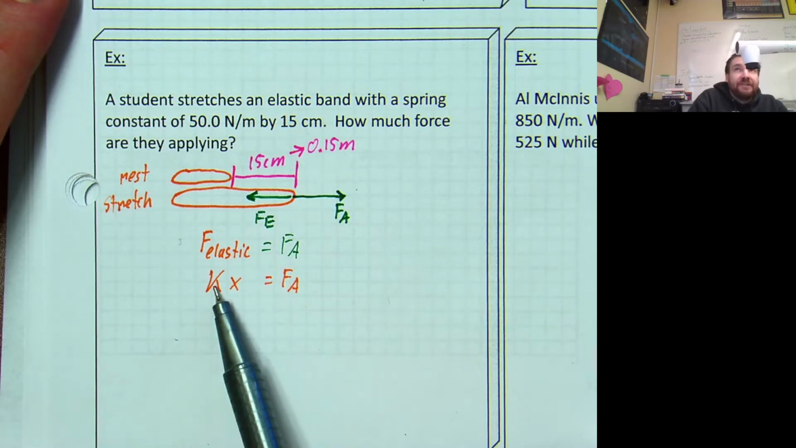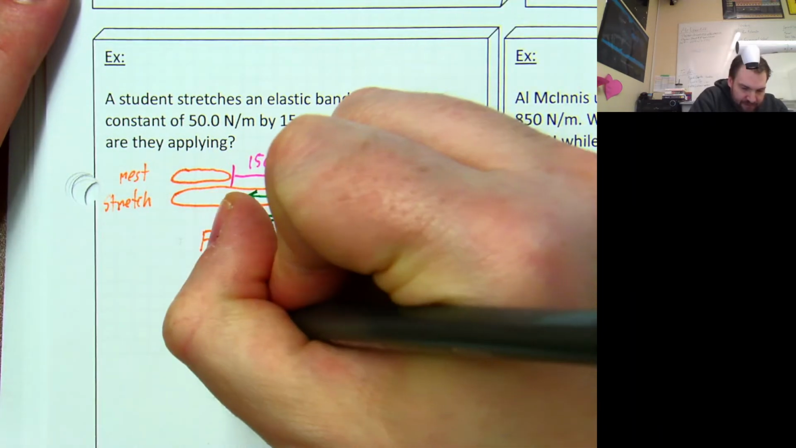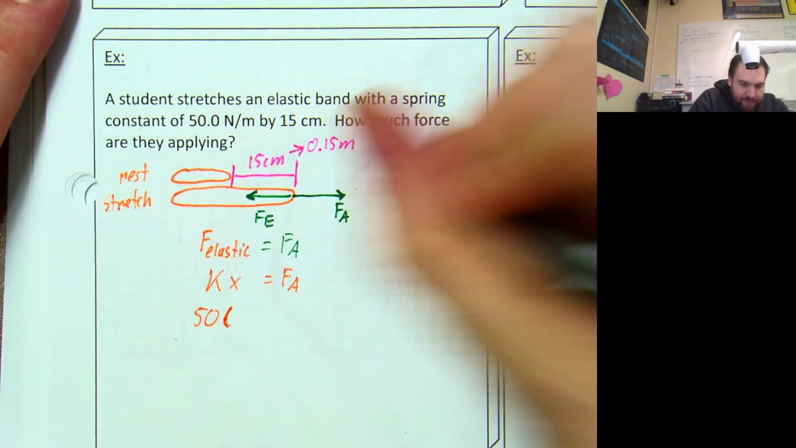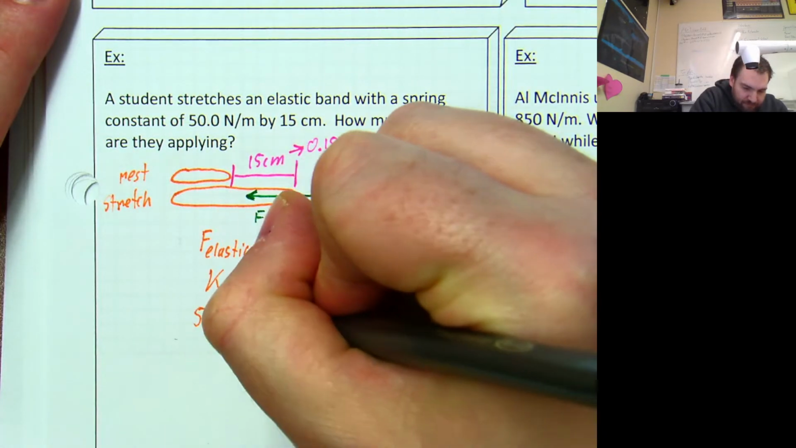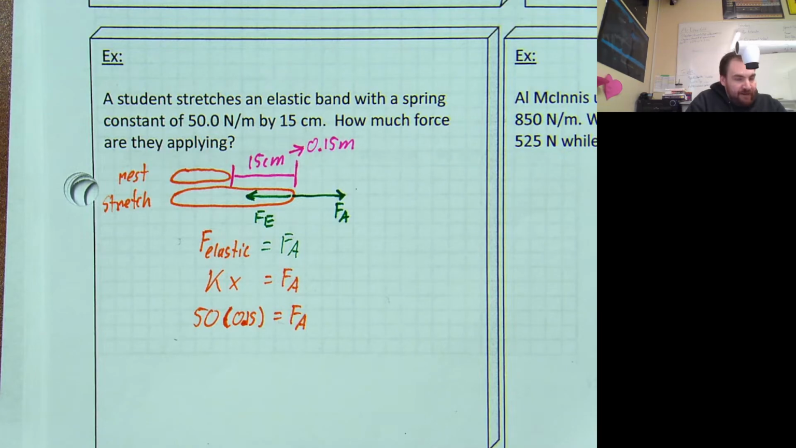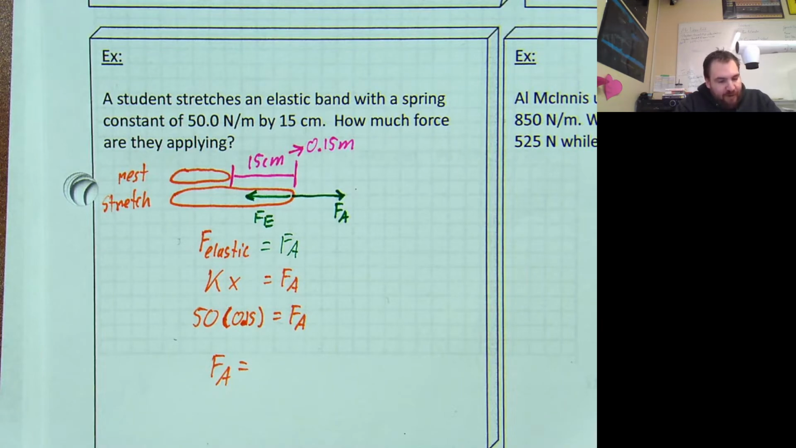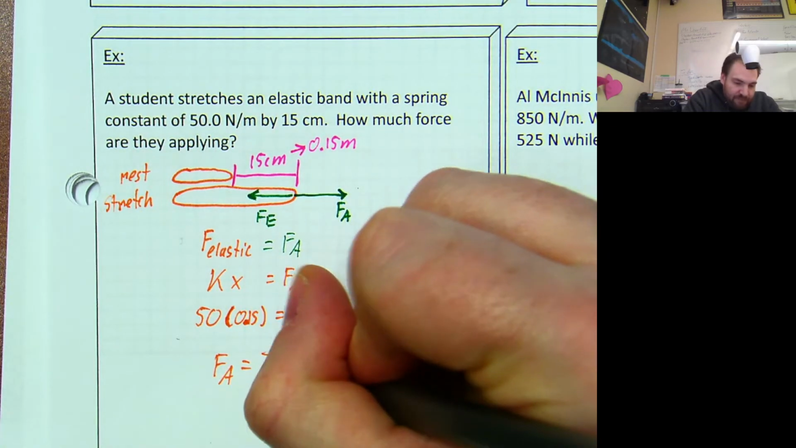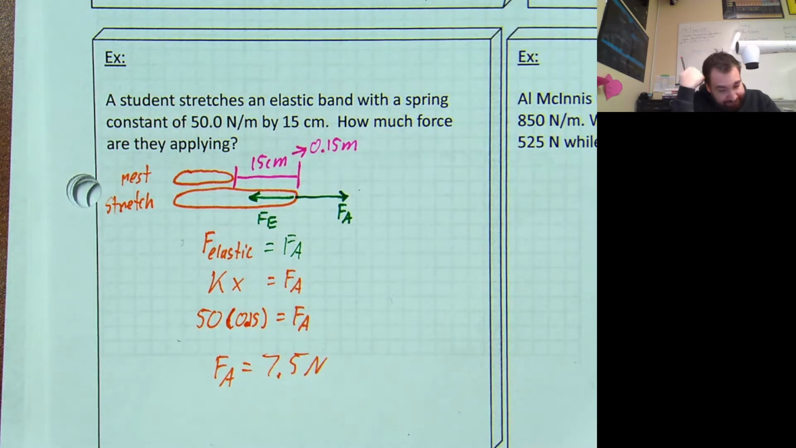So K is the spring constant, which they give us in the problem. That's the 50 newtons per meter. So 50 times, actually I'll put it in brackets, our extension is 0.15, equals the force that the student is applying. So what is 0.15 times 50? Sorry? 7.5 what? What are the units on that? Newtons, because it's a force. Cool. That's it.